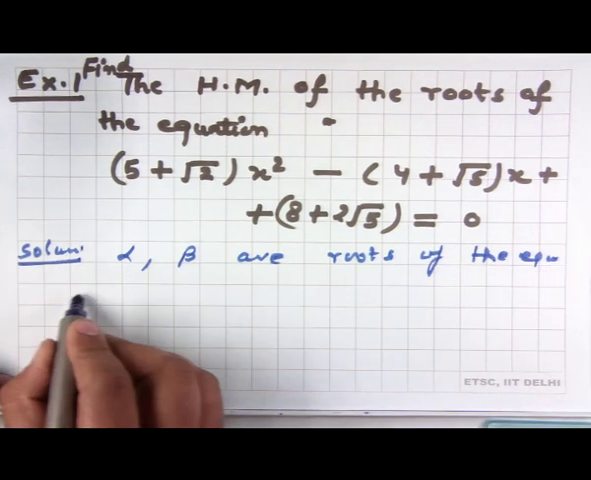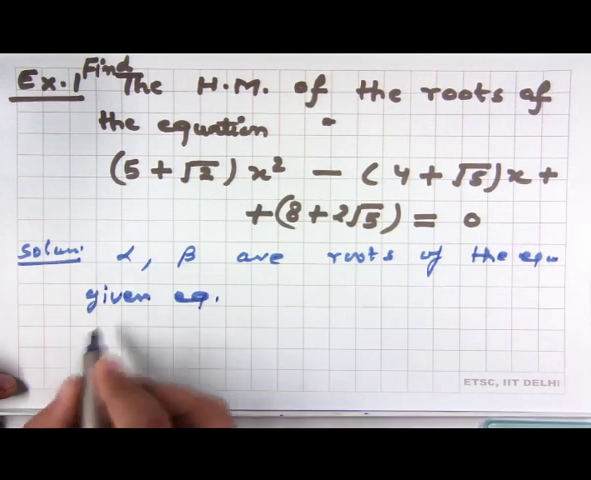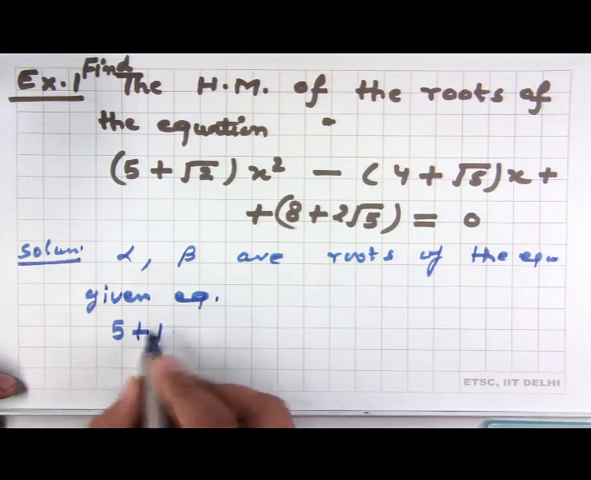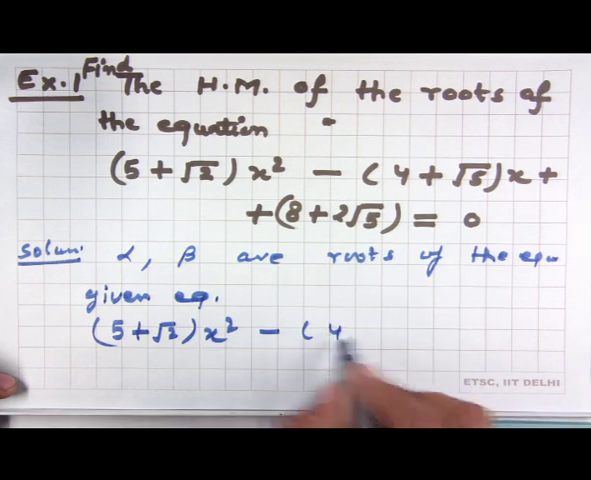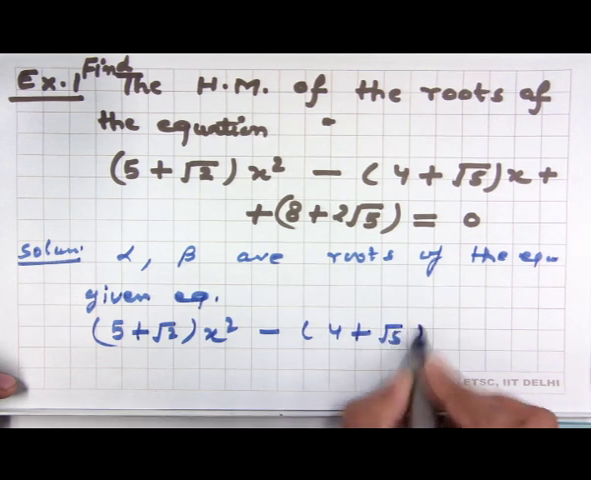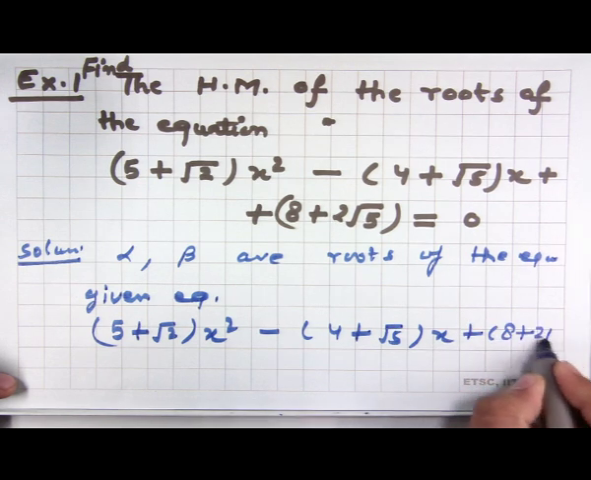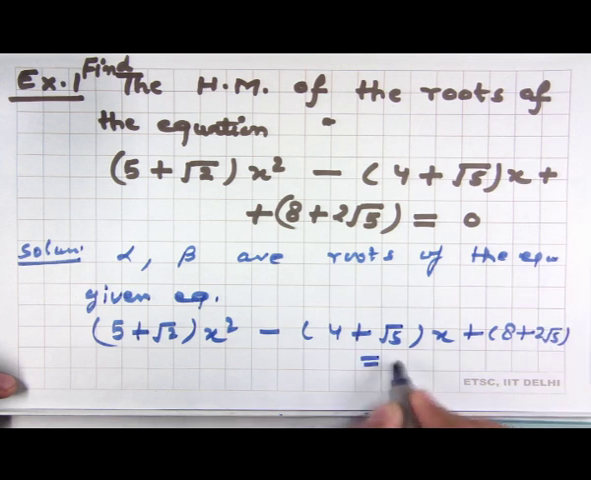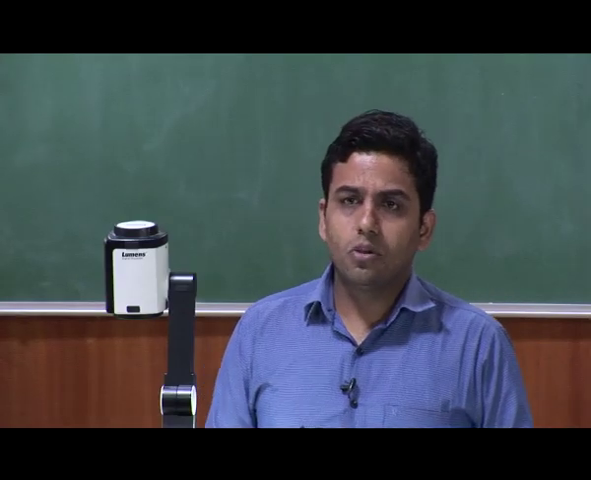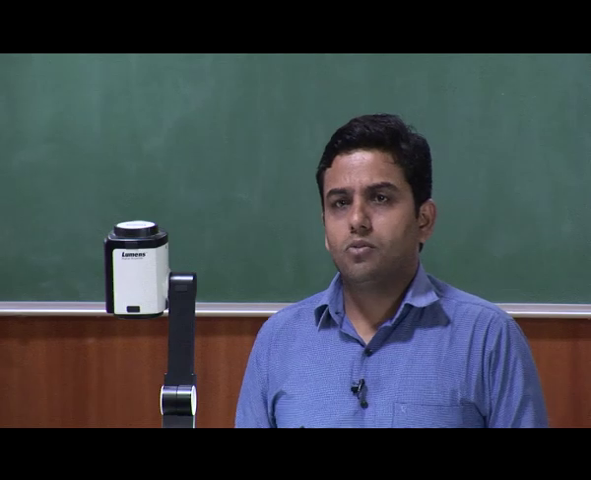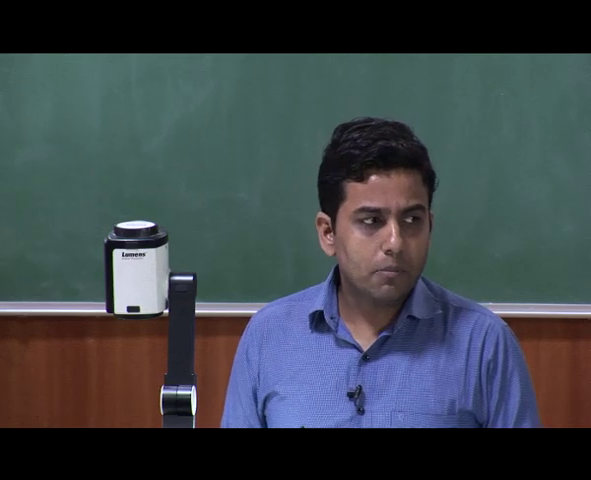The given quadratic equation is (5 + √2)x² − (4 + √5)x + 8 + 2√5 = 0. Now we can find the sum of the roots of this equation and the product of the roots of the equation. Then we will find the harmonic mean of the roots.